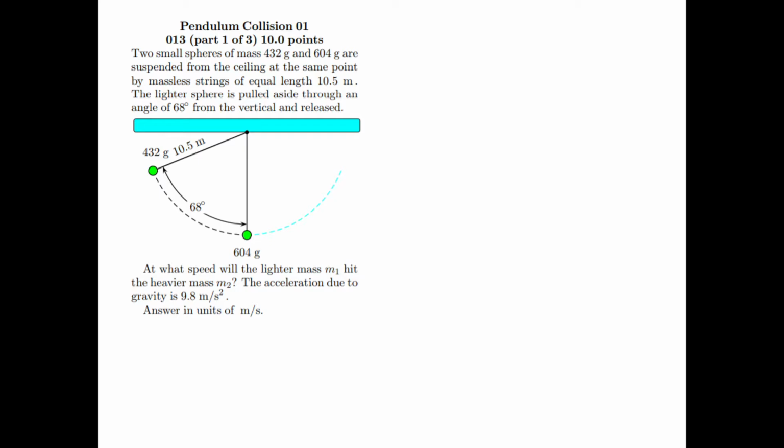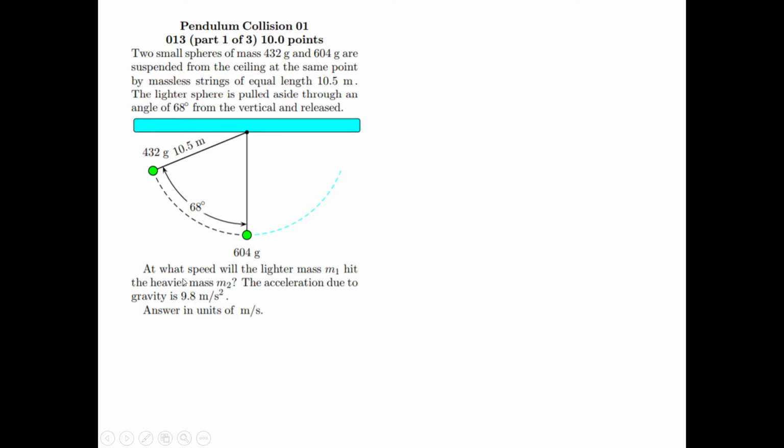Problem 13 has three parts, and it's somewhat like the ballistic pendulum, except in this case we have two small spheres, suspended from the same point by strings of the same length. One of them is just at rest, sitting at the bottom. They have unequal masses, but the strings are the same length. We pull one up to a given angle relative to the vertical, so I pull the initial one up to an angle of 68 degrees relative to the one that's hanging straight down at rest, and I let go of it, releasing it from rest at the position shown up here.